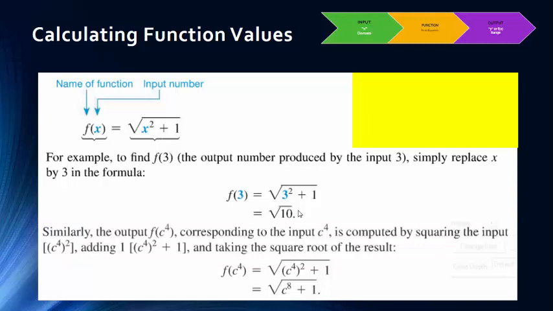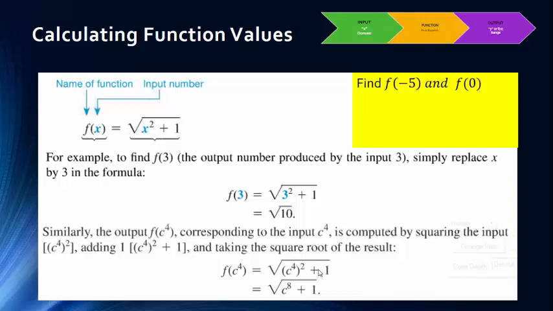Similarly, the output f of c to the 4th. What's happening here is we're replacing one variable with another, which is a little bit confusing. This is when we do composite functions. This is corresponding to the input of c to the 4th. So don't get overly worked up about this or overthink it. All we're going to do is wherever we had an x, we are now going to put c to the power of 4, and notice we're putting it in parentheses. Okay? So c to the 4th squared means c to the 4th times c to the 4th, which gives us c to the 8th plus 1. And this is following the order of operations. We do what's in parentheses first and then exponents. So we can simplify this without worrying about the plus. Okay?